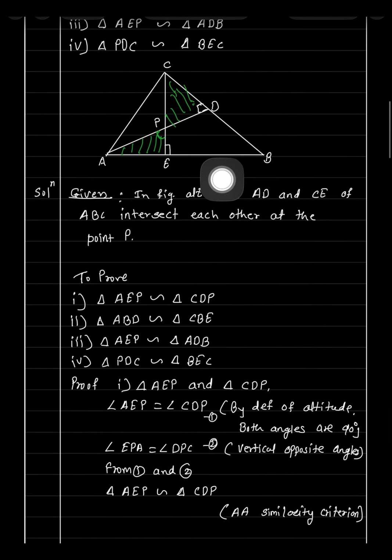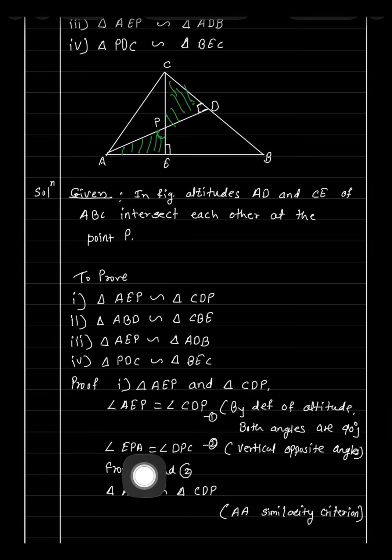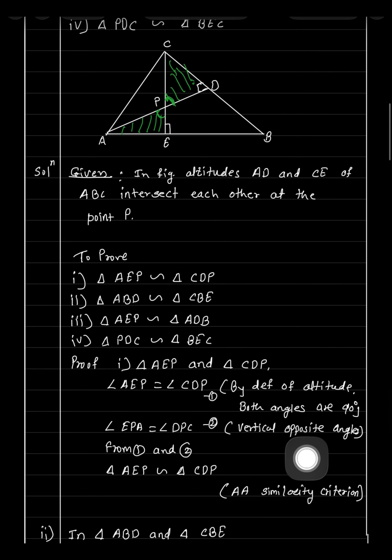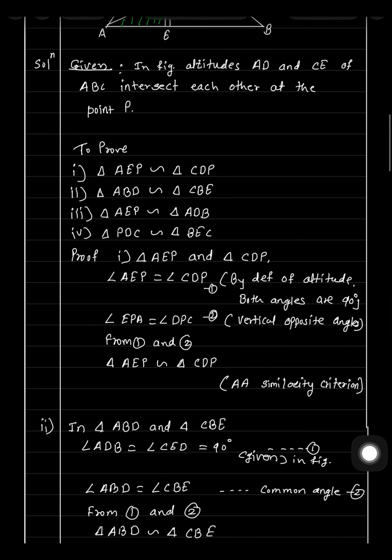Here, angle EPA, I already showed that. And then another one, DPC. DPC means this angle, so it is a vertical opposite angle. Vertical opposite angles are equal. So two angles we got. So from 1 and 2, triangle AEP is similar to triangle CDP by AA similarity criteria.